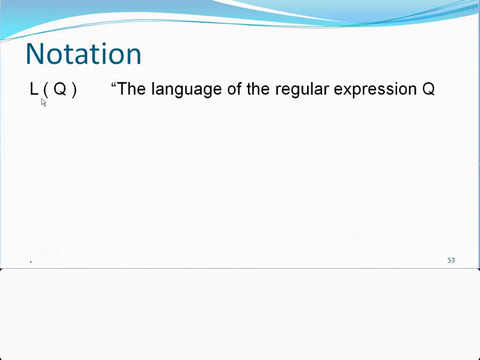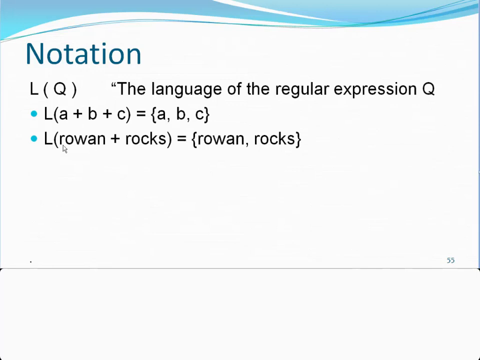So we're going to use this L of notation to mean the language of. So L of Q is the language of the regular expression Q. In other words, if I have a regular expression Q, what is the set that corresponds to Q? So I might say the language of A plus B plus C, where A plus B plus C is a regular expression. Its language is this set. This is a regular expression. Its language, the language of this, is this set.